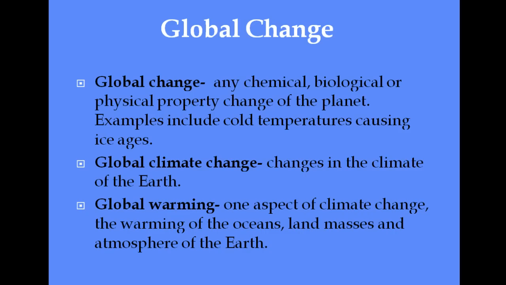So global change is any chemical, biological, or physical property change of the planet. Examples include cold temperatures causing ice ages and warmer temperatures causing greenhouse ages, which is what we are currently in. Global climate change is obviously the change in climate of the Earth, and global warming is one aspect of climate change, which is the warming of the oceans, land masses, and atmosphere of the Earth.